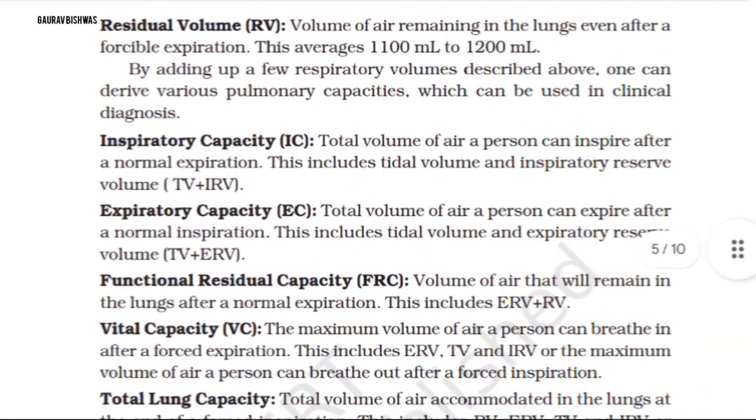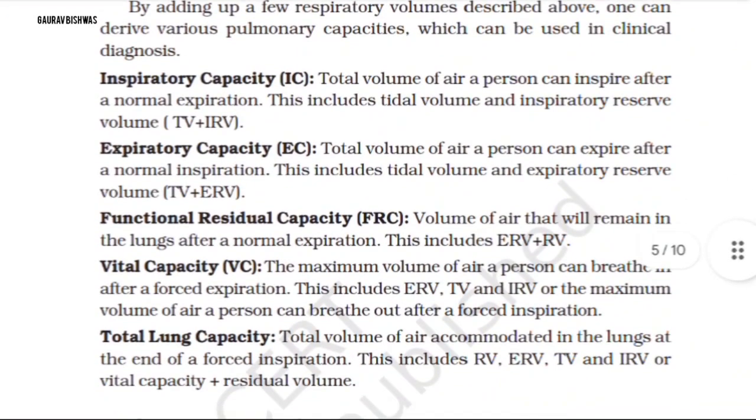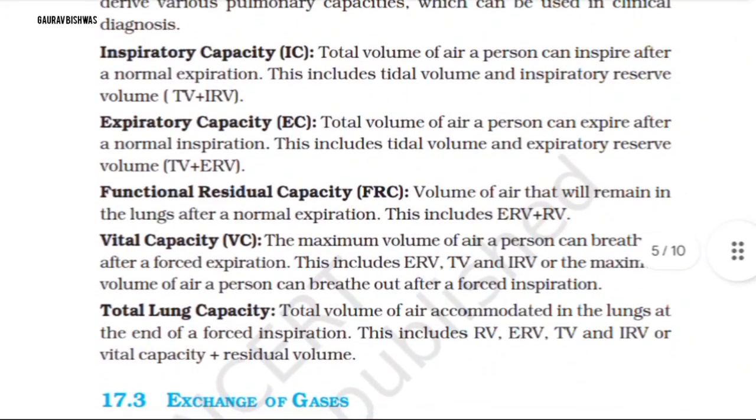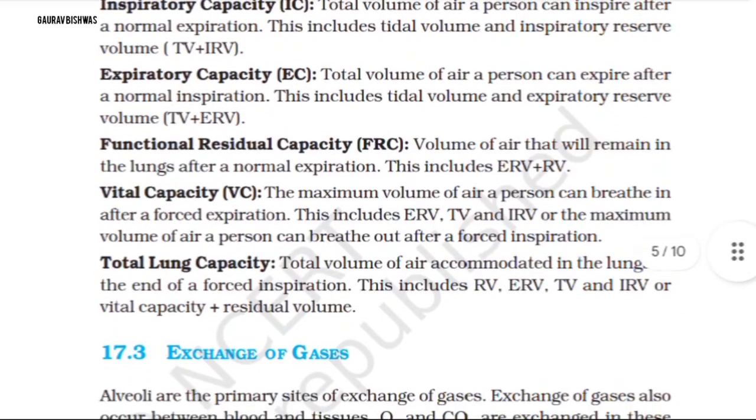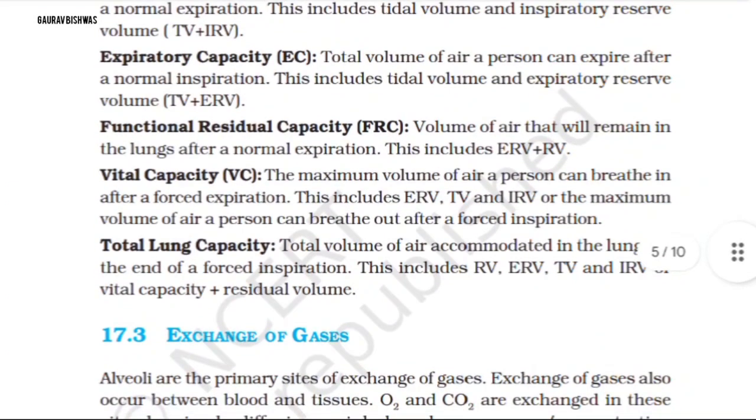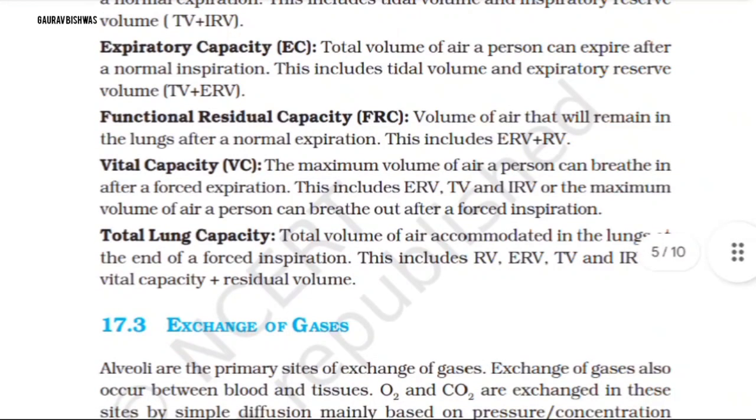By adding up a few specific volumes described above, one can derive various pulmonary capacities, which can be used in clinical diagnosis. Inspiratory capacity, IC, is the total volume of air a person can inspire after a normal expiration. This includes tidal volume and inspiratory reserve volume, TV plus IRV. Expiratory capacity, EC, is the total volume of air a person can expire after a normal inspiration. This includes tidal volume and expiratory reserve volume, TV plus ERV.